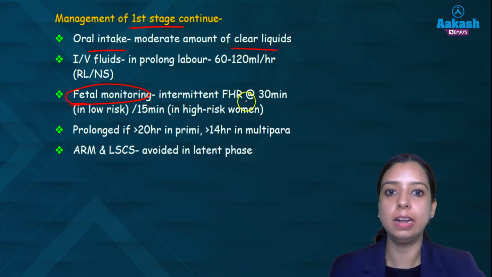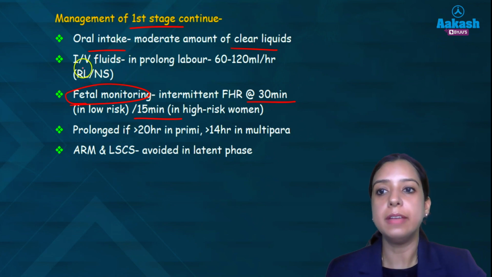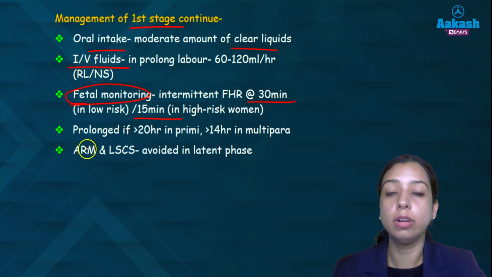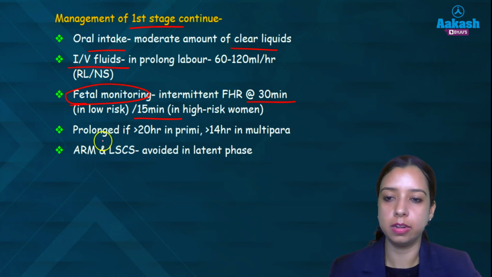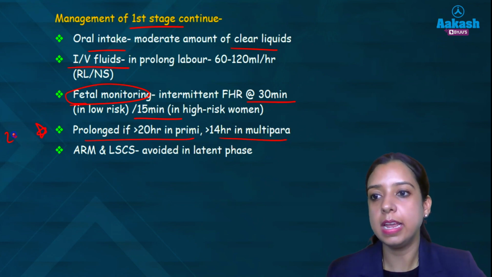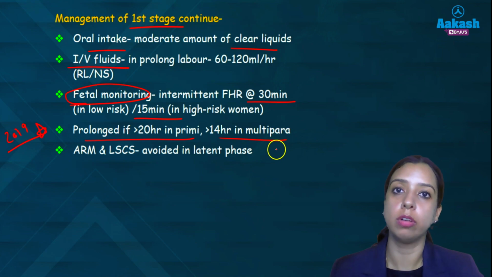How do you monitor the fetal heart? Every 30 minutes for low risk, every 15 minutes for high risk women. That's how you monitor the heart rate. And IV fluids are given if the labor is prolonged. We will discuss in a while what is prolonged latent phase and active phase. Since I have written it, you can read it. Prolonged latent phase is more than 20 hours in primi and more than 14 hours in multi. Is it important? Yes. It was asked in NEET 2019. Exact numbers: more than 20 hours in primi, more than 14 hours in multi is the prolonged latent phase.